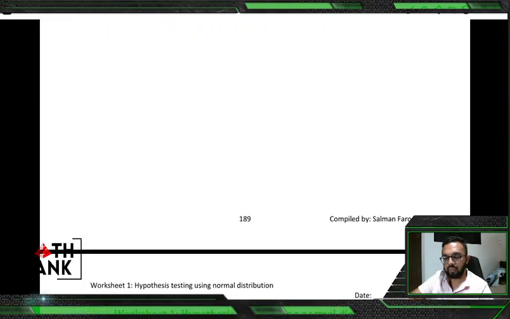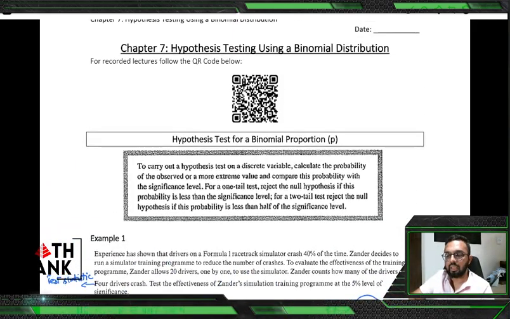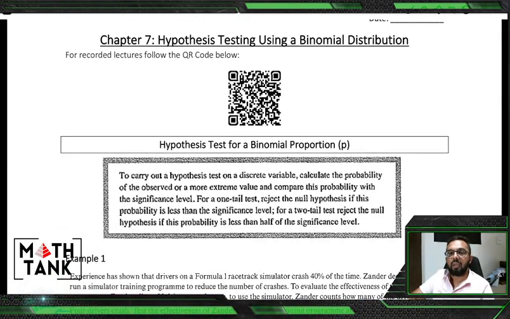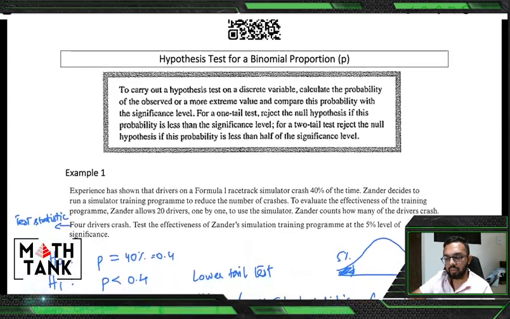And again, you can have different questions with different unknowns. Questions do get a little complicated, but that's something that you will understand when you do a lot of practice. Then you have hypothesis testing using a binomial distribution. That's basically a hypothesis test for a binomial proportion. So you again are testing small p.